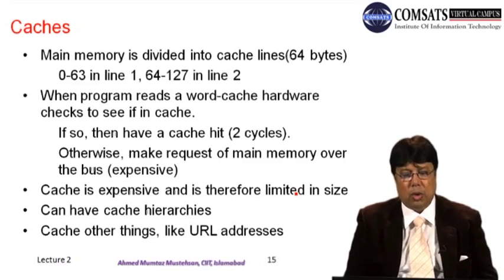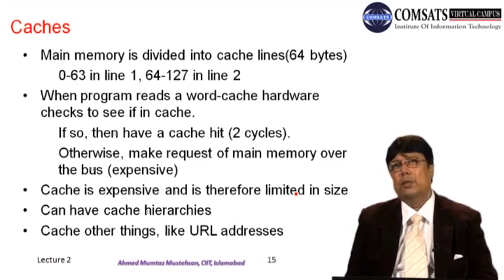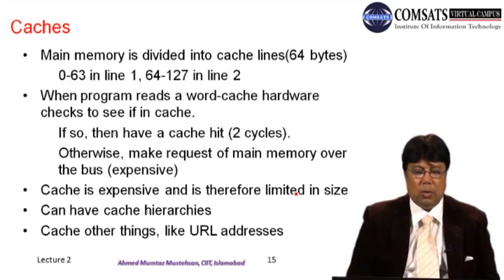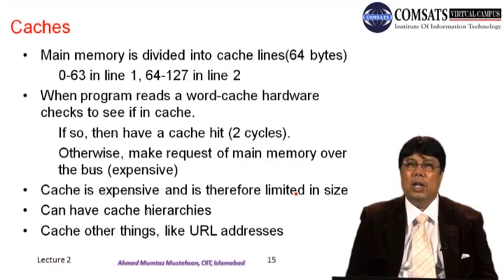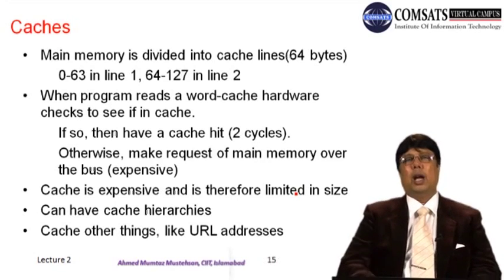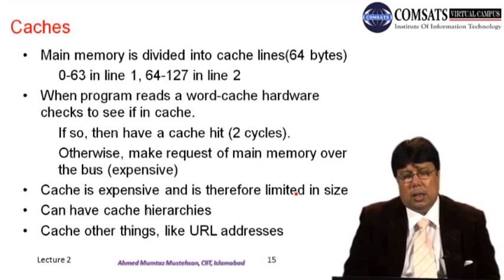for the execution. So ideally we need to put everything into the cache, but since the size is very limited and it's very expensive, so you cannot put in everything into the cache. So cache is expensive and therefore limited in size. So we can have even the cache hierarchy. We can have a cache of level 1, we can have a cache of level 2, we can have a cache of level 3.